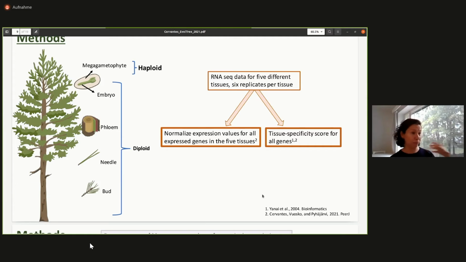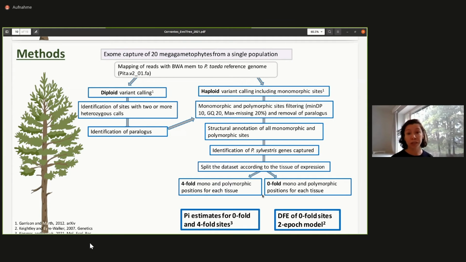The second part of our approach was to generate genomic data. For that, we used an exome capture in which we included some of the genes that we identified in the previous step, and we used samples coming from one single population. This is a brief summary of the bioinformatic pipeline that we did, but at the end of all of this, we were able to obtain estimates of genetic diversity for our 0-fold or non-synonymous sites and for our 4-fold or synonymous sites. We were also able to obtain the distribution of fitness effects for our 0-fold sites.